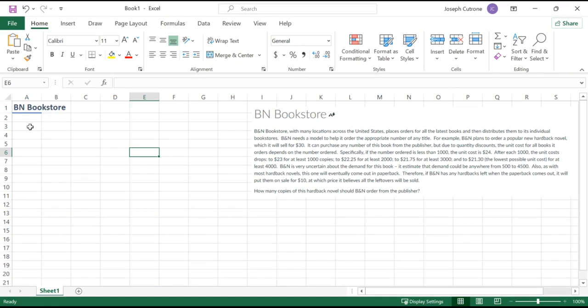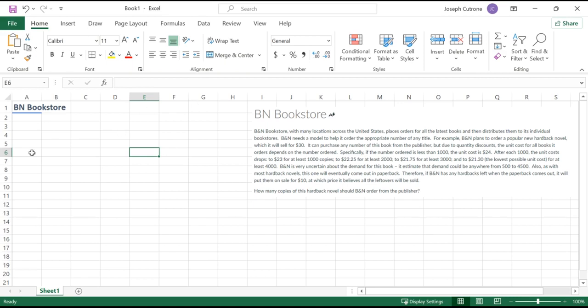Ready? Here we go. B&M Bookstore, with many locations across the U.S., places orders for all the latest books and then distributes them to its individual bookstores. B&M needs a model to help it order the appropriate number of any title. So right away, we're looking for the number of books to order.